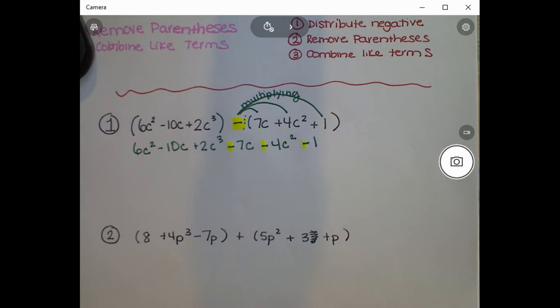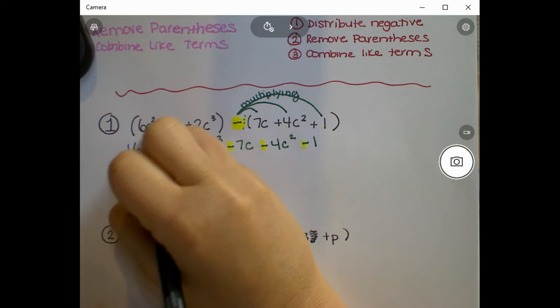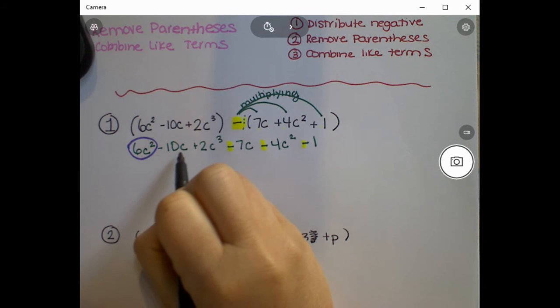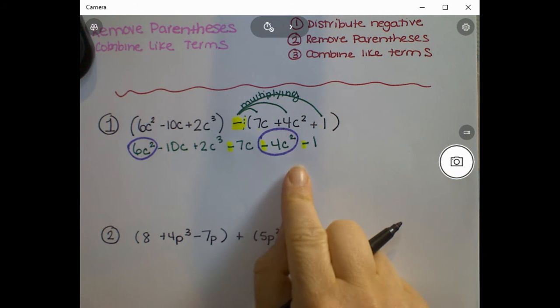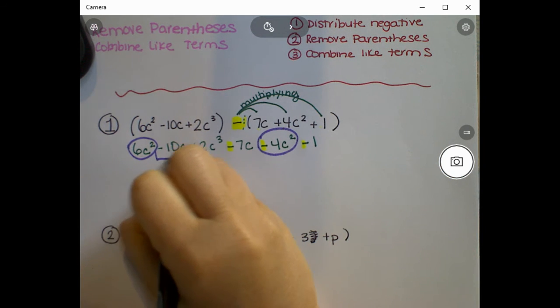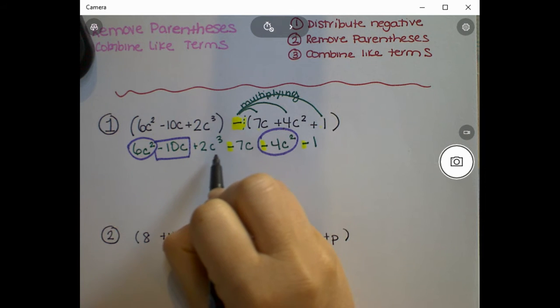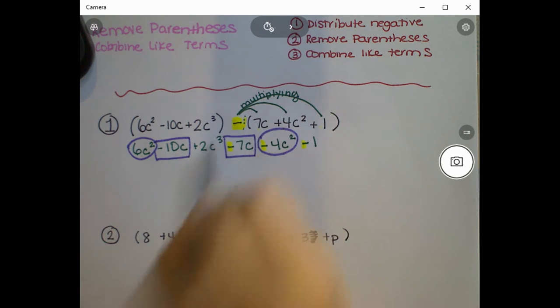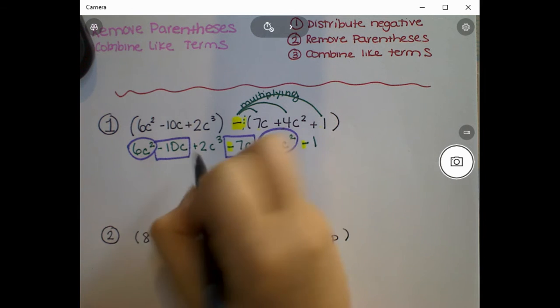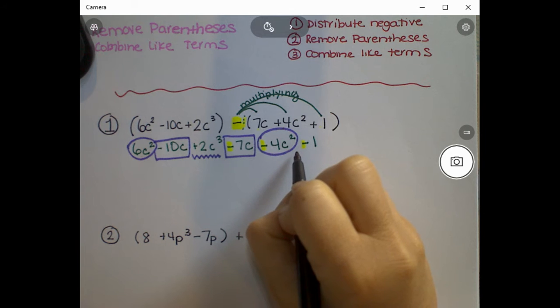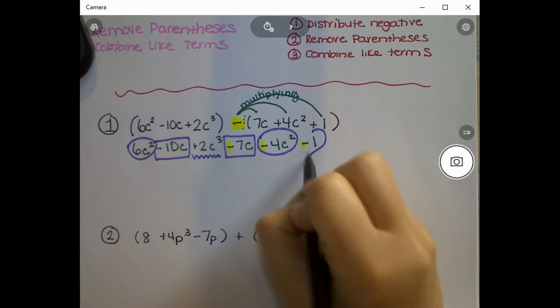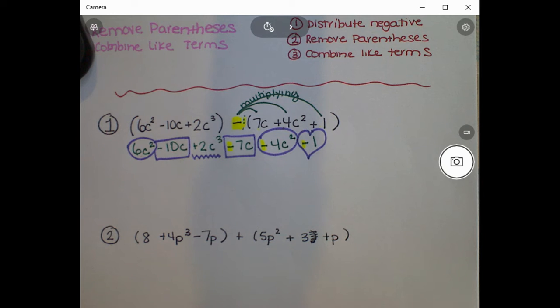All right, step 3 is to combine like terms. So we have 6c squared right here, so we're going to look through for some more c squareds. Here's some c squareds. We have negative 10c, so we're going to look for any more that just have a c. Negative 7c. We have some c cubed, 2 of those. And then we also have these constants. There's no variable with that. So those are our terms, and we're going to combine the ones that are the same.